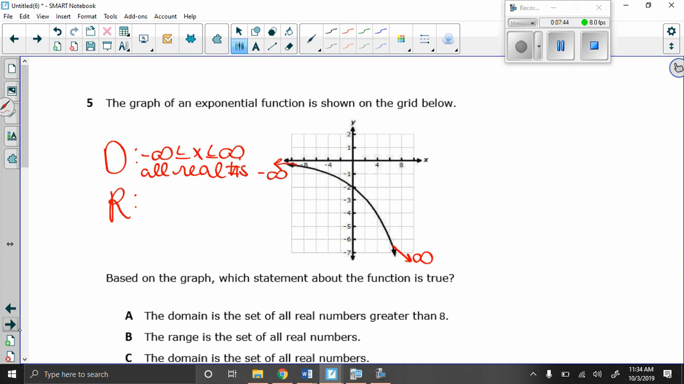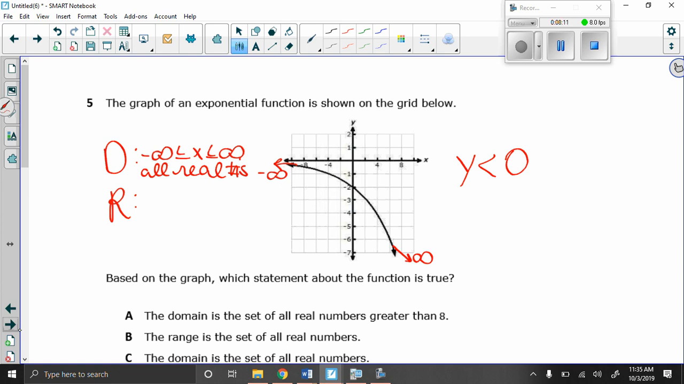And then our range is going to be a little bit different because our range doesn't go across the x-axis. We're only looking at the negative values on our y-axis. So that means that my range, so my y, is going to be less than 0. Because I want all of the values less than 0.